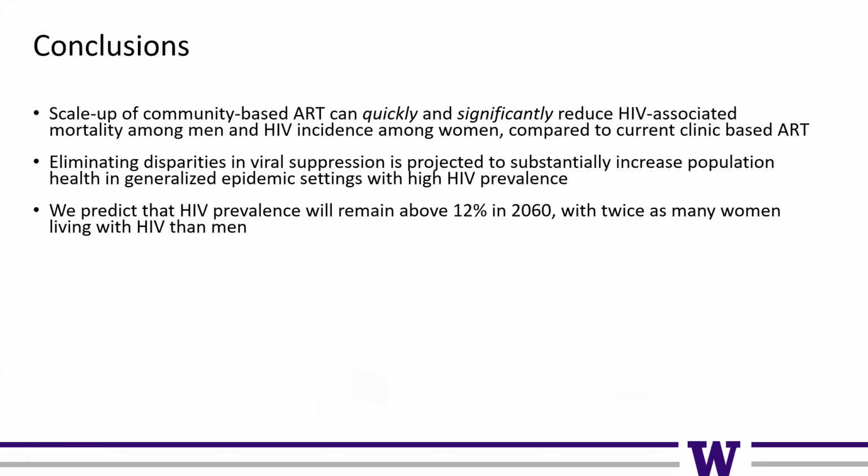However, even with community-based ART, we predict that HIV prevalence will remain above 12% in 2060. Additional interventions will be needed to reach that UNAIDS 95-95-95 goal.